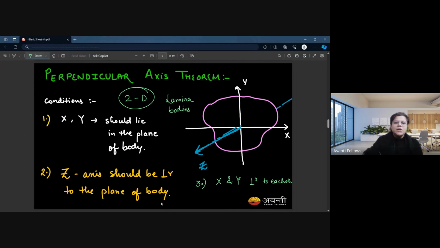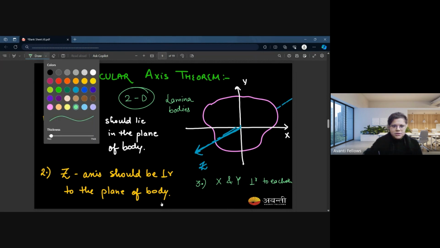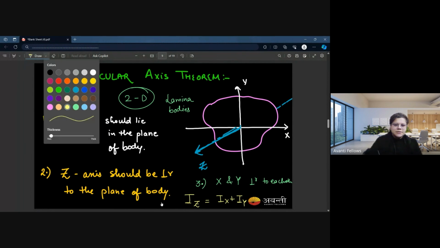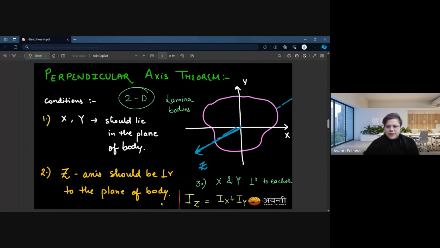And if you fulfill these 3 conditions, then you can write that the inertia about the z-axis is equal to the sum of the inertia about these 2 axes. This is the final statement: moment of inertia about the z-axis is equal to that about the x-axis plus the y-axis. Is that fine?